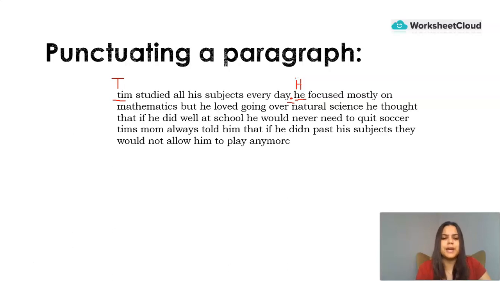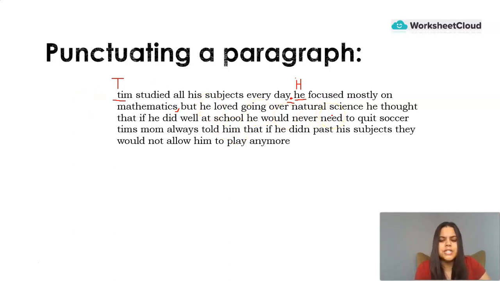Focused mostly on mathematics, but he loved going over natural science, okay? So he focused mostly on mathematics. Yeah, before the but, I must know that there must come a comma, okay? My comma looks terrible, so let me take that comma away. Okay. And we can go back to our correcting. So we now can see that there must be a comma there. Okay. And then, but he loved going over natural science.